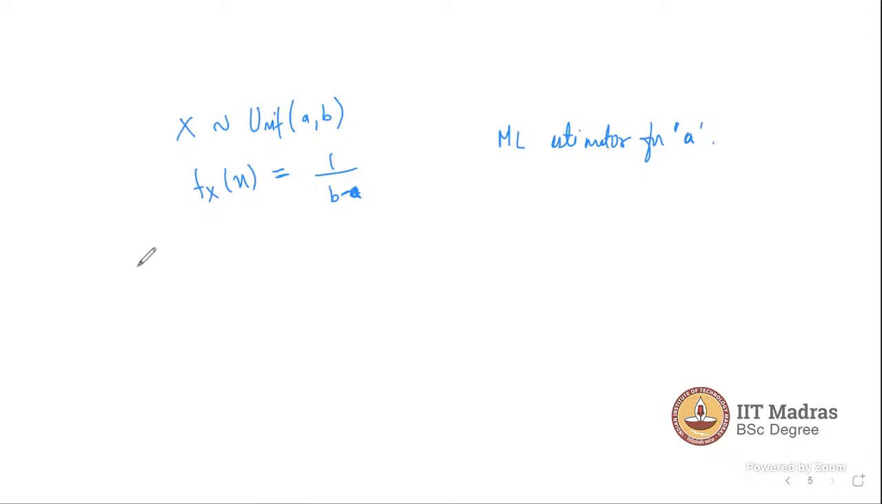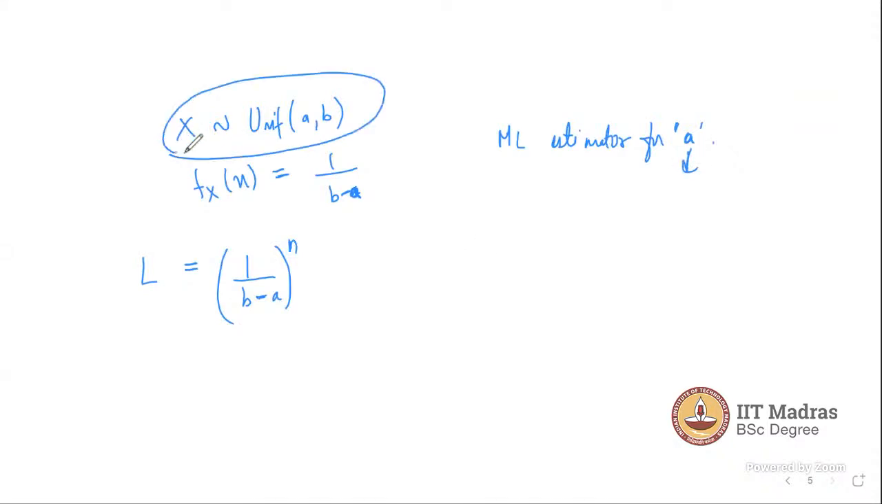See, if you find the likelihood function, you will get 1 upon (b minus a) to the power n, right? You have to find the ML estimator of the parameter a. Now you see that this X is uniform in A to B. So you have A and you have B here, and we are saying all the samples are coming from X. So all of these will be uniform in A to B, and all of your samples, let's say X1, X2, X3 to Xn, lie in A to B.